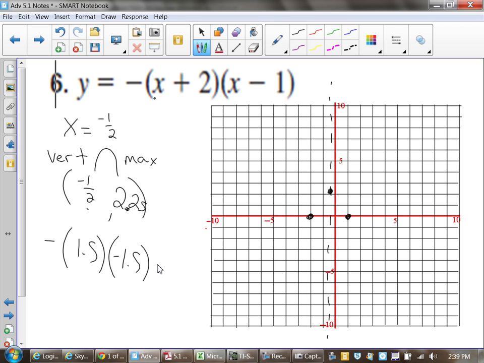If I use 0 in for this, what's 0 plus 2? What's 0 minus 1? So we have negative 1 times 2 times negative 1 gives me 1. No, 2. So at 0 it's 2, and at negative 1 it's also 2, I think.